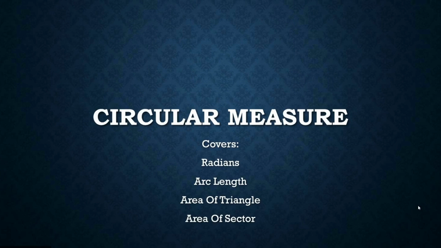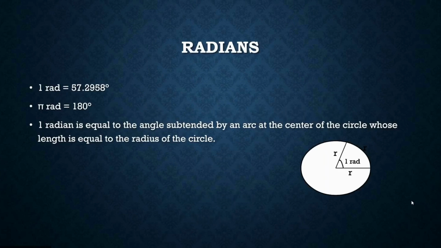So let's begin with radians. 1 radian is equal to the angle subtended by an arc at the center of the circle whose length is equal to the radius of the circle. What this basically means is that a radian is the angle when the arc length is equal to the radius of the circle. This is all that it means.